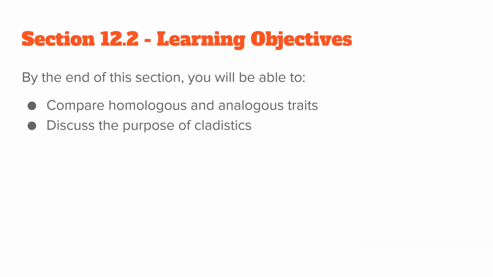By the end of this section, you'll be able to compare homologous and analogous traits and explain why understanding the difference matters. You'll also explore cladistics, a method biologists use to build phylogenetic trees and uncover evolutionary relationships. These tools let us organize life in a way that reflects history, not just appearances.